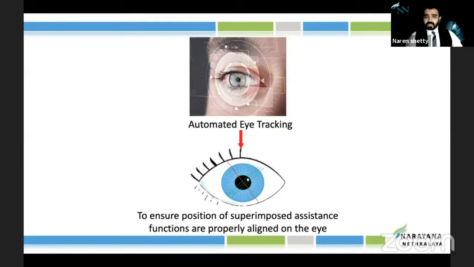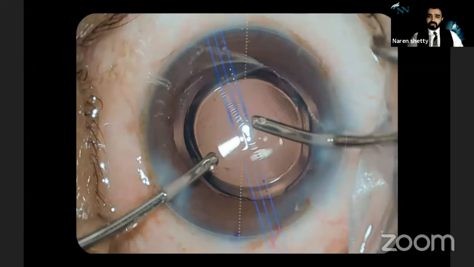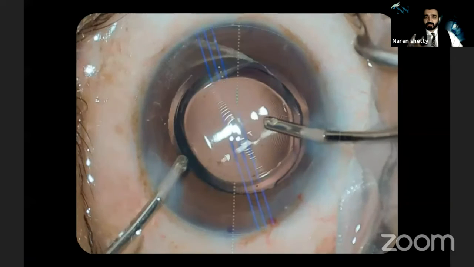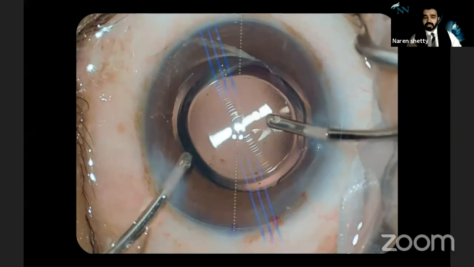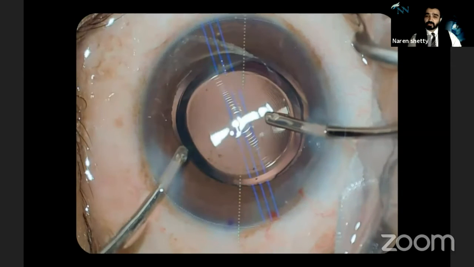It also has eye tracking, so if at all the patient moves his eyes, you do not need to worry. This is how it looks, where the markings on the lens you need to perfectly align with the three-line overlay, which you can see through the microscope.